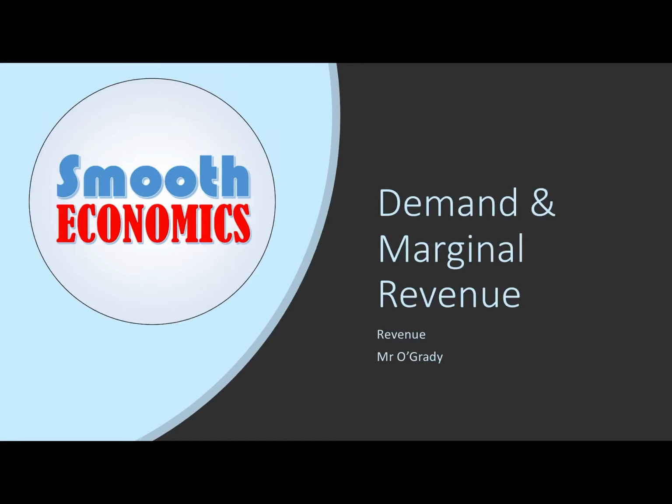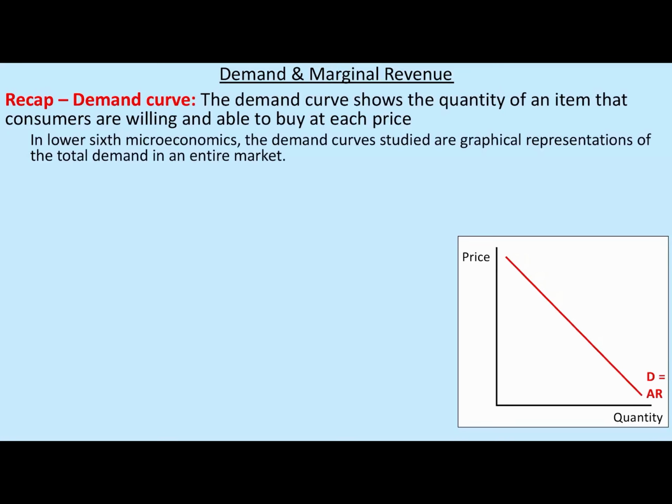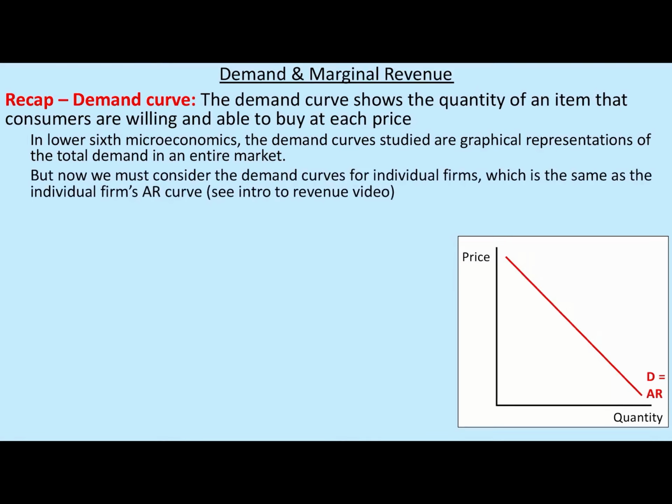In this video we'll be looking at demand and marginal revenue, and this video forms part of our wider revenue topic. So demand and marginal revenue, to start off then a quick recap, what is shown by the demand curve. The demand curve shows the quantity of an item that consumers are willing and able to pay at any given price. In lower 6 micro, the demand curves that we studied were graphical representations of the total demand in an entire market. But now as we move into the upper 6 content, we must consider the demand curves for individual firms, which is the same as the individual firm's average revenue AR curve. You can see more about this in the Intro to Revenue video.